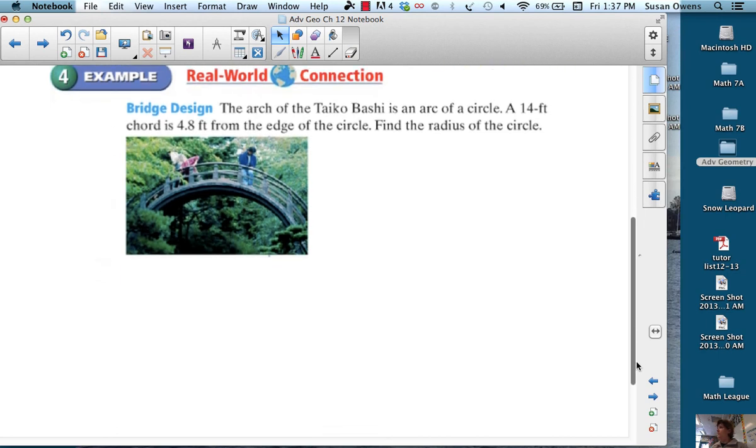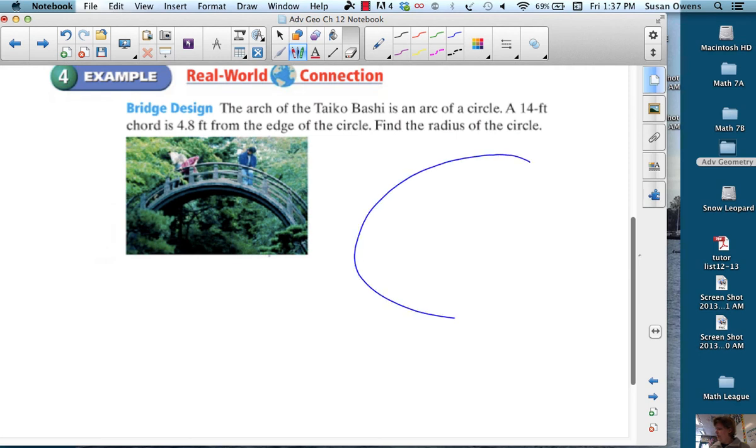And then the last example, we have this arch. It's called the Takabashi Bridge, I believe. I might be saying it wrong, sorry. It is an arc of a circle. A 14-foot chord is 4.8 feet from the edge of the circle. Find the radius of the circle. So the bridge is only at the very top of this arc. So the rest of it would go down into the ground. So it's a 14-foot chord. And it's 4.8 feet from the edge of the circle.